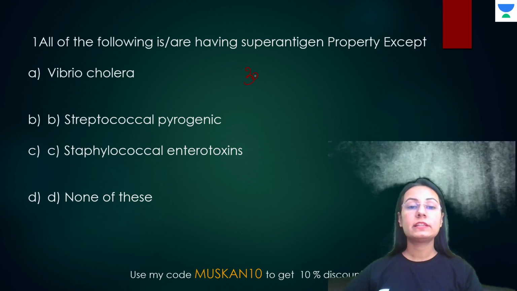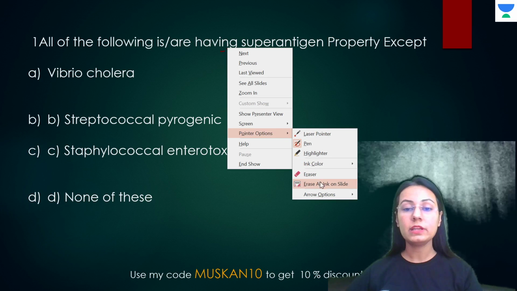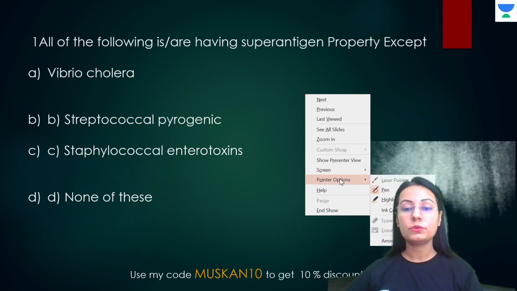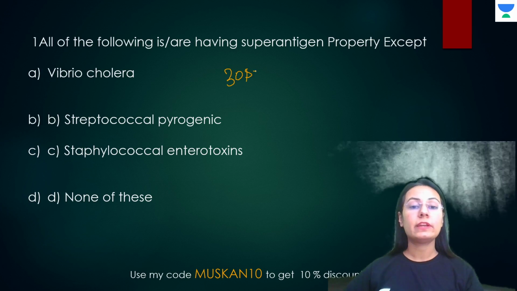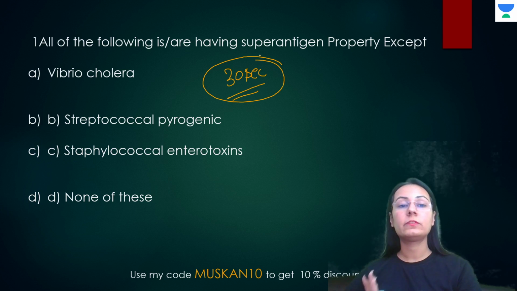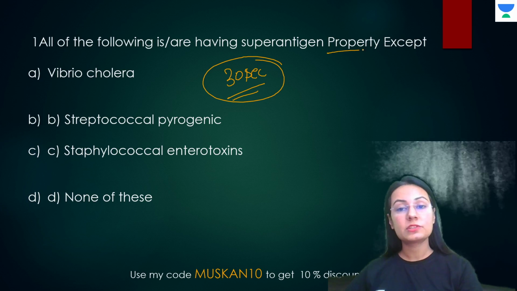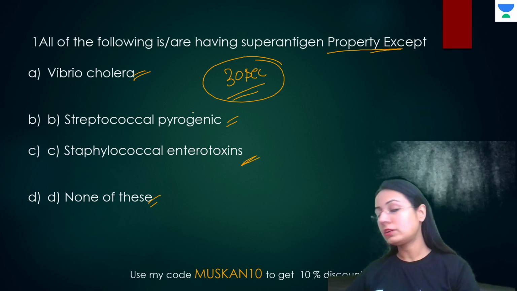30 seconds will be given to you for every question, and just let me know the answer. All of the following are having the super antigen property except Vibrio cholera, streptococcal pyrogenic toxin, streptococcal enterotoxin, or none of these.